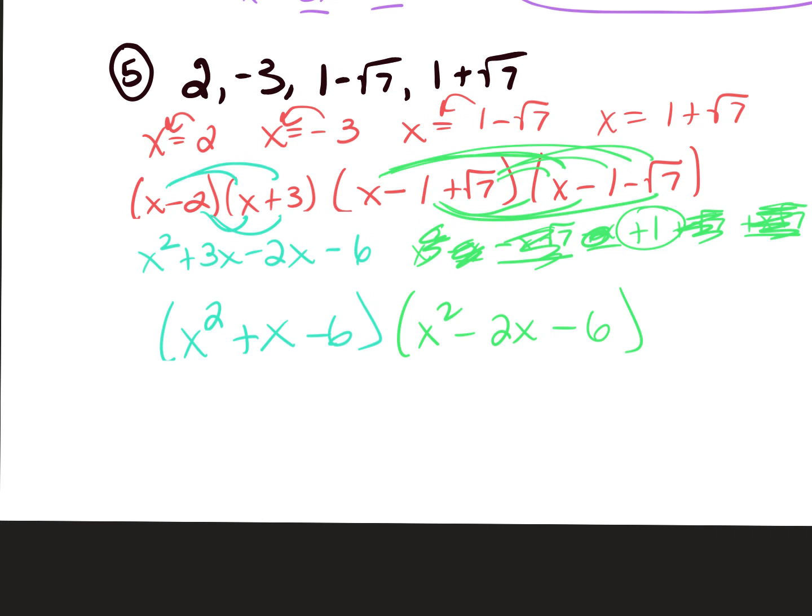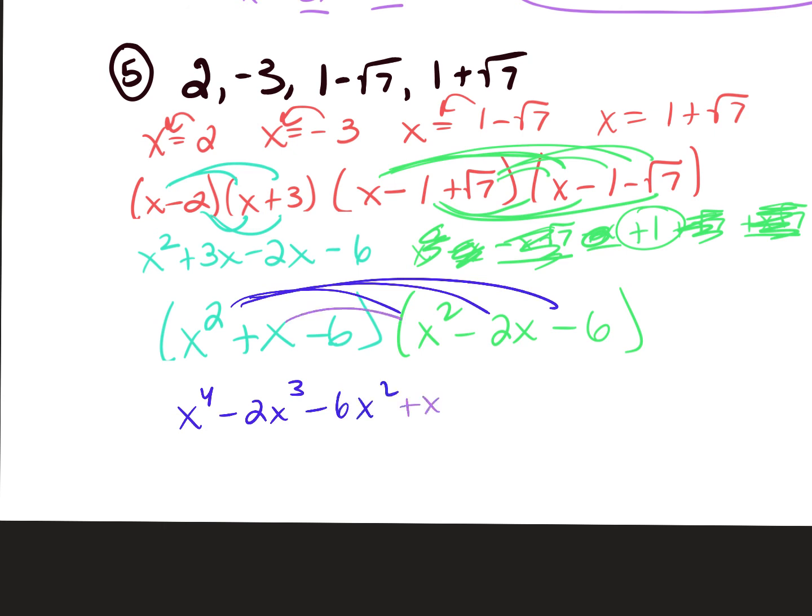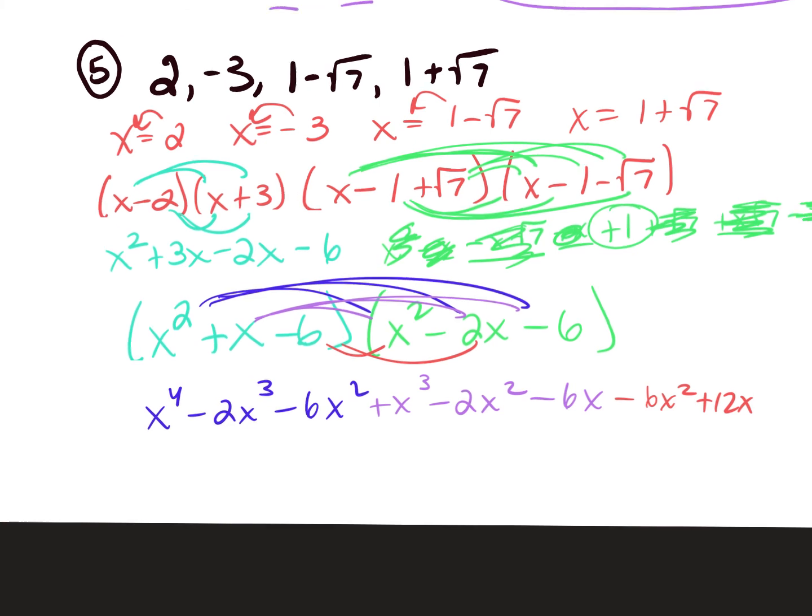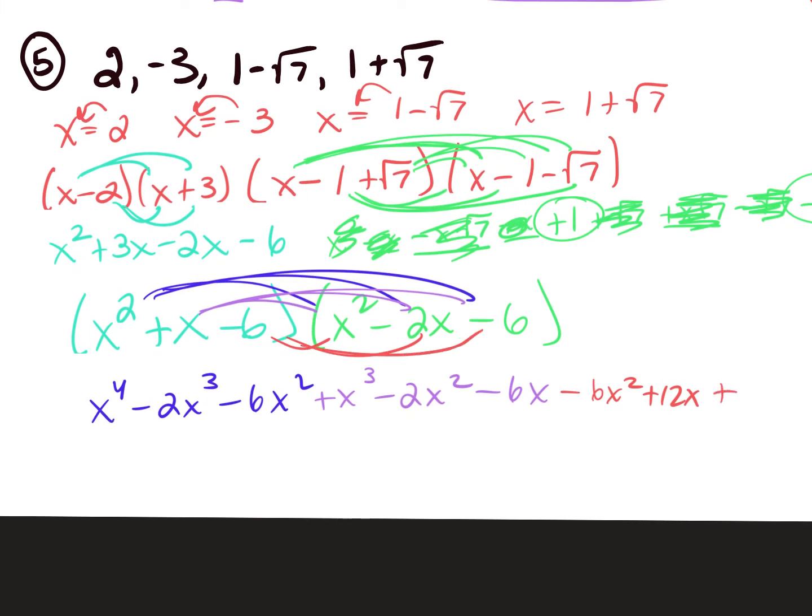And now we multiply again. X squared and x squared gives me x to the 4th. X squared and negative 2x gives me negative 2x cubed. X squared and 6 minus 6x squared. X and x squared gives me plus x cubed. X and negative 2x gives me negative 2x squared. X and negative 6, negative 6x. And lastly, we're going to take negative 6 and x squared, so negative 6x squared. Negative 6 and negative 2x gives me plus 12x, and negative negative gives me plus 36.